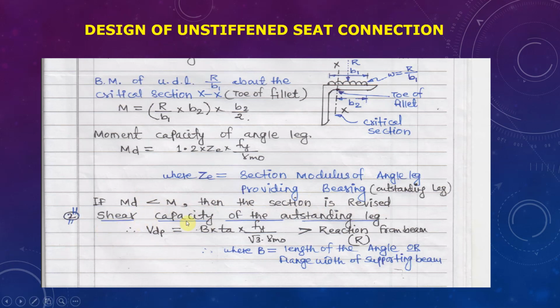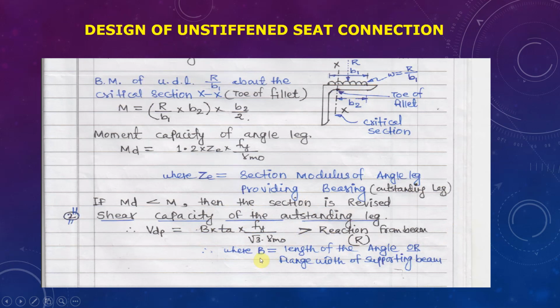The next step is the shear capacity of the outstanding leg. We have found out the bending moment capacity of the angle leg, whether it is safe or not, that we have seen in the previous section. Then we will see what is the maximum shear carrying capacity of the outstanding leg. So Vdp is equal to B into Ta into Fy upon root 3 into gamma m0, and this Vdp, that is the shear capacity, should be greater than the actual reaction coming from the beam on the seat of this angle or outstanding leg of the angle.